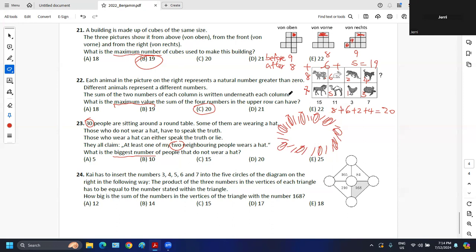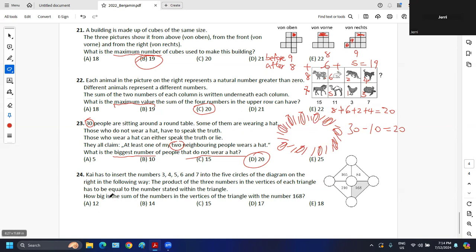And while we're drawing the circle, there are 30 people, and we're counting the ones that do not wear a hat. Since there are 10 in circles, there would be 20, because 30 minus 10 is 20. So D would be the answer.